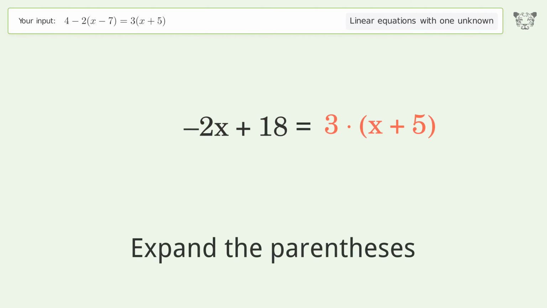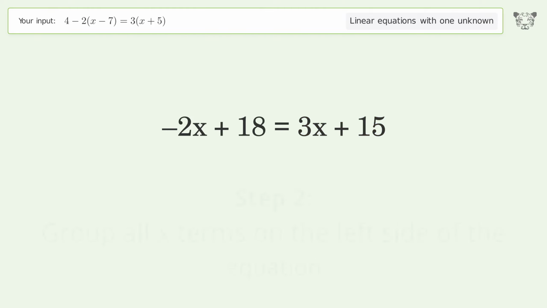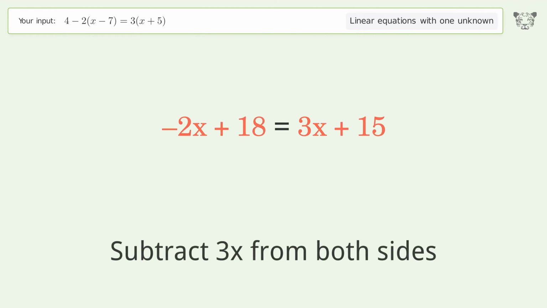Expand the parentheses. Simplify the arithmetic. Group all x terms on the left side of the equation. Subtract 3x from both sides.